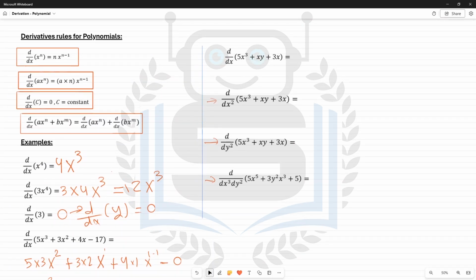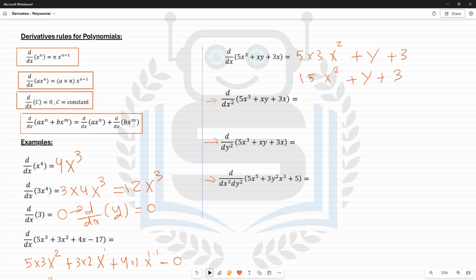Next one here. The derivative with respect to x of 5x to the power 3 plus xy plus 3x. So now that will be 5 times 3x to the power of 2 plus. Now here we deal with y as a constant, right? So that will be y plus 3. So the answer is 15x to the power of 2 plus y plus 3.